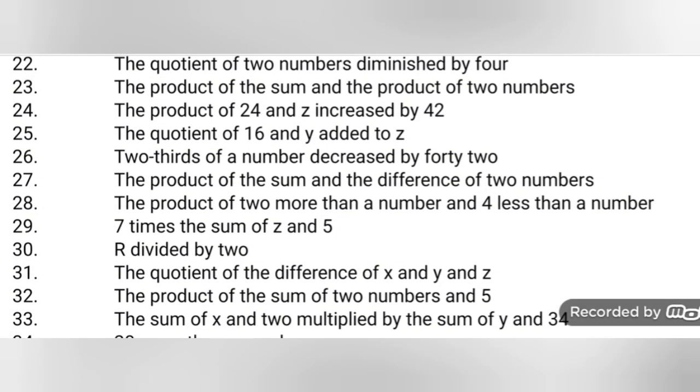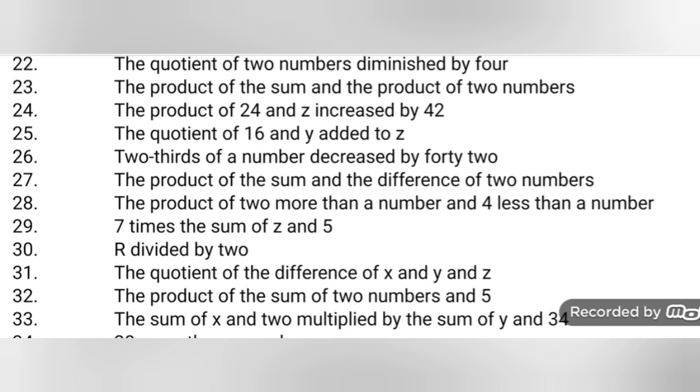The product of two more than a number and 4 less than a number. Okay, so 4 less than a number is x minus 4. 2 more than a number is x plus 2. And their product is x plus 2 times x minus 4. Ganon siya.